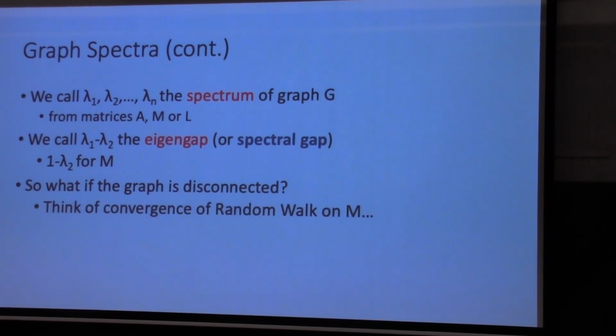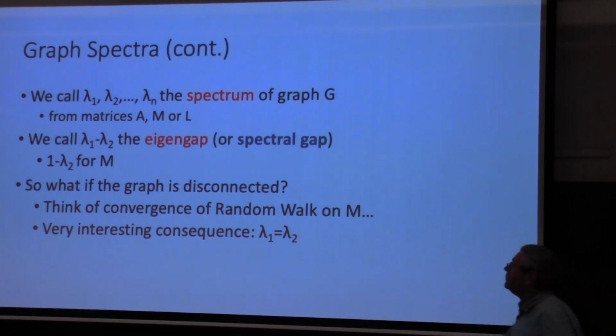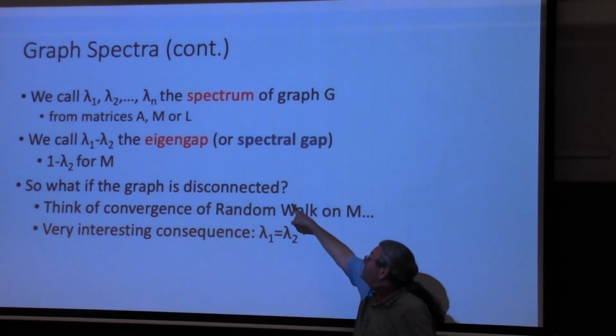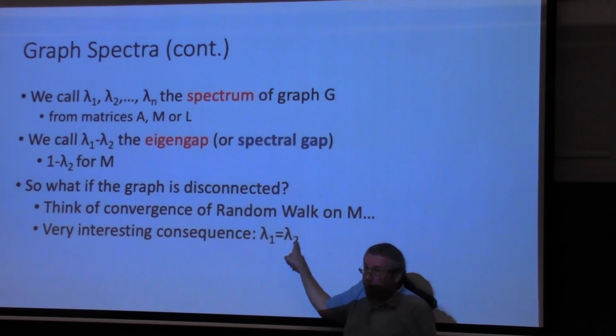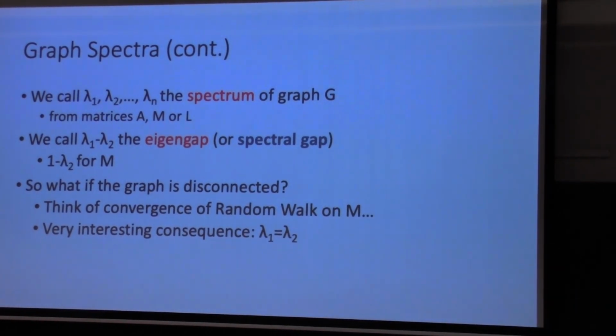Now we're going to show some examples to work your intuition, and that will all help later when we start thinking of PageRank. What happens if the graph is disconnected? Well, lambda 1 is equal to lambda 2. That's weird. If the graph is disconnected, you can actually say something about these two highest eigenvalues. So let's see how it works.